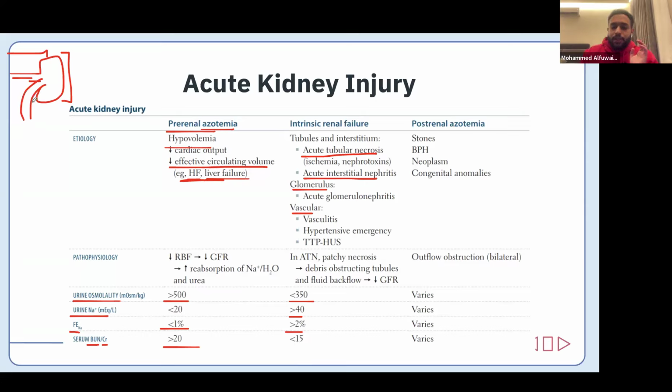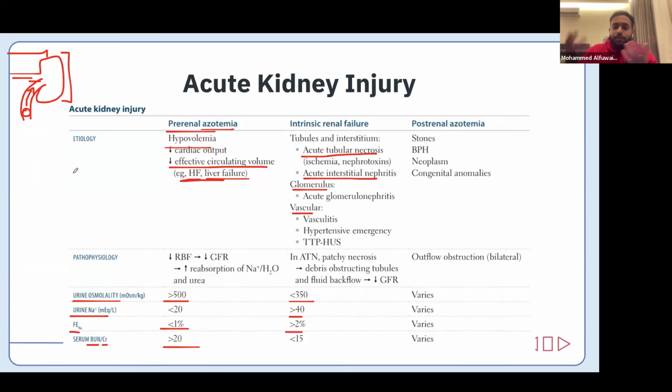Now for post-renal, it's a bit different. It's something over here, okay? After you have the renal calyces, the minor and major calyces, and then it will come to the renal pelvis and then the ureter. Now in the ureter, if you have obstruction here due to stones, BPH distally, neoplasm, congenital anomalies, whatever the case is, it will cause backflow of urine. So backflow of urine, if you remember in the glomerulus, you have the hydrostatic pressure in the Bowman's capsule, if you remember that. It will go up.